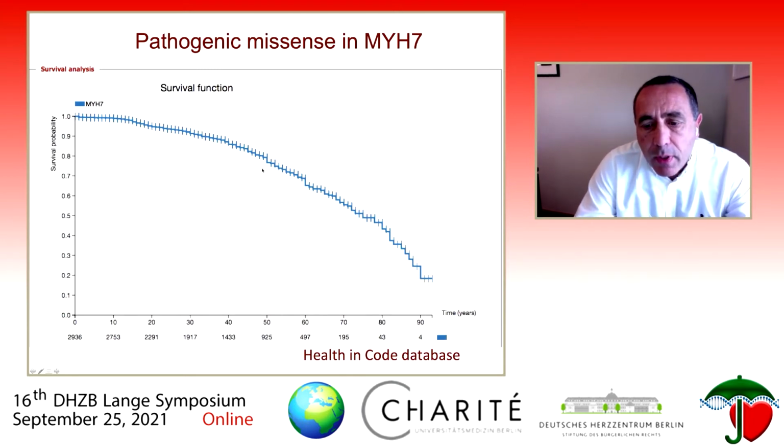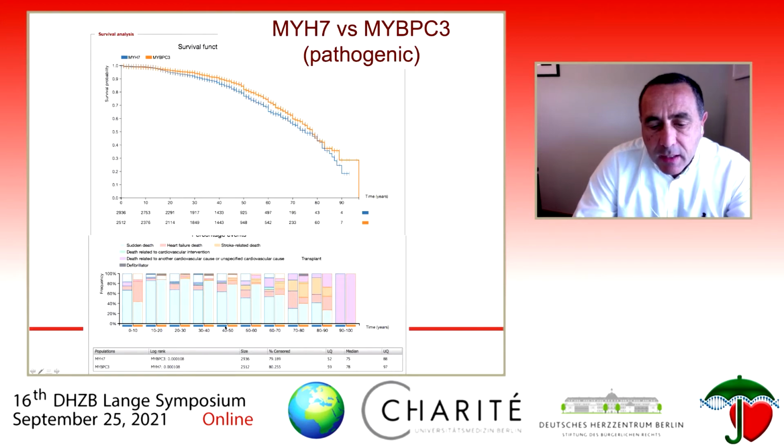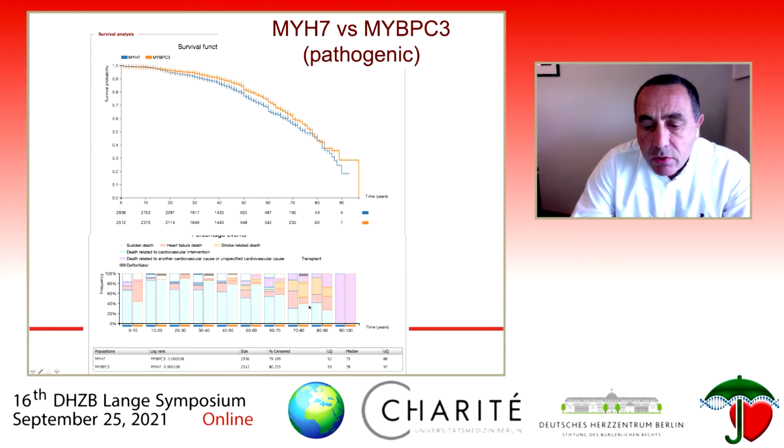So we can compare and we can start evaluating what is the profile of different genes. This is in orange, myosin binding protein C. There is a difference, myosin binding is better, but the difference is not huge, but it's highly significant. And here what you see in light blue is the percentage of death causes. Light blue is sudden death. Young individuals usually die suddenly. Older individuals, you have in pink, heart failure death, stroke-related death.